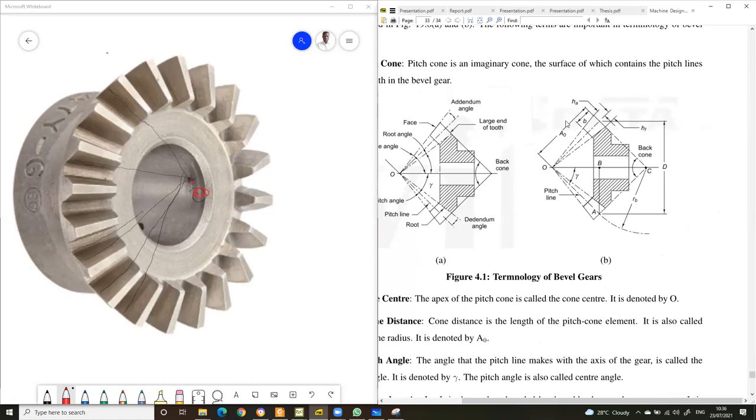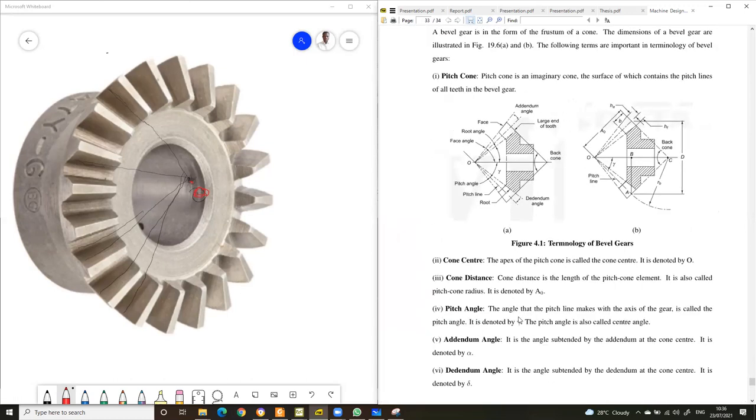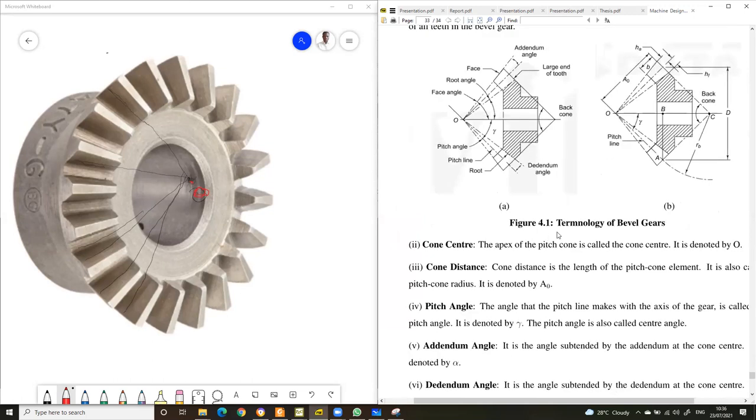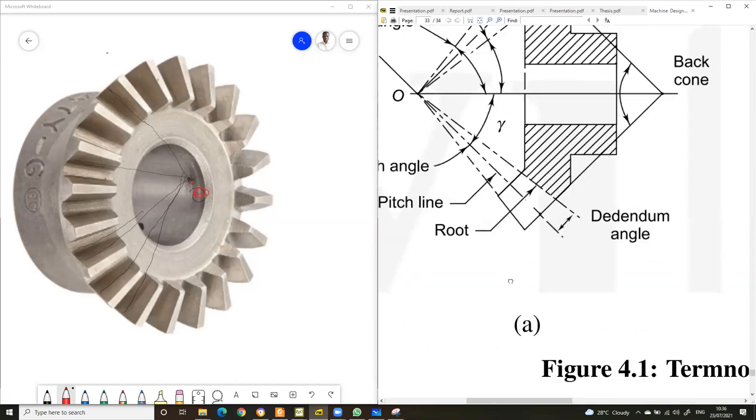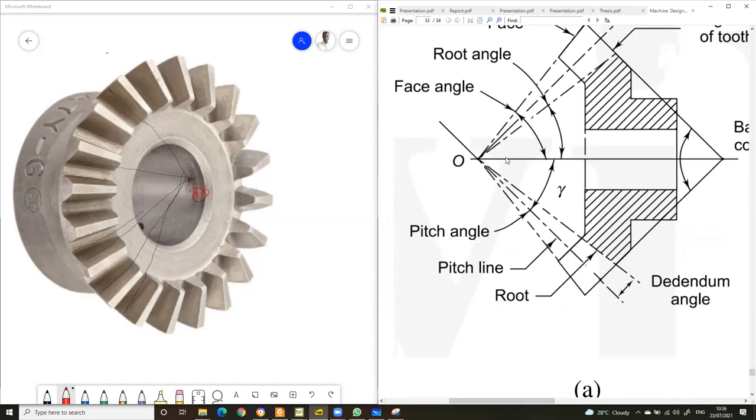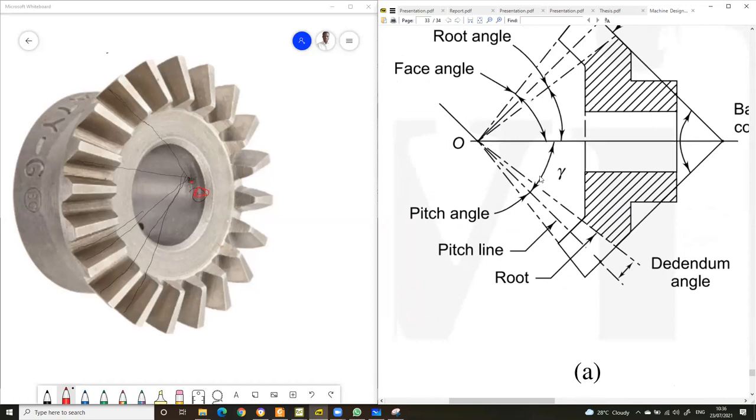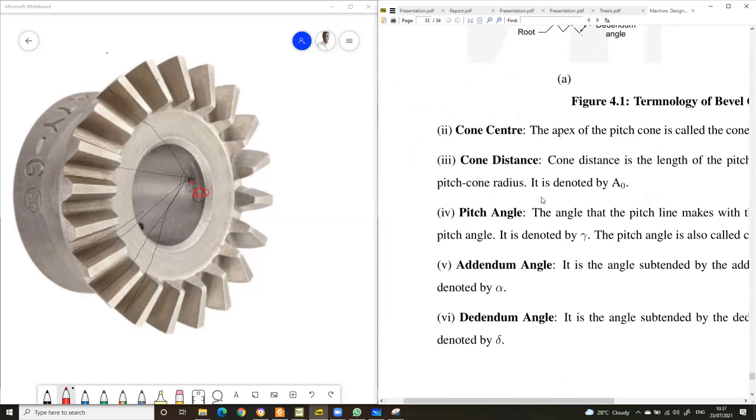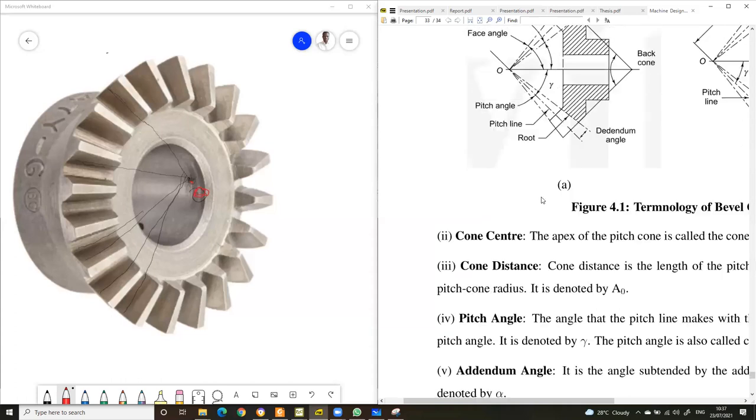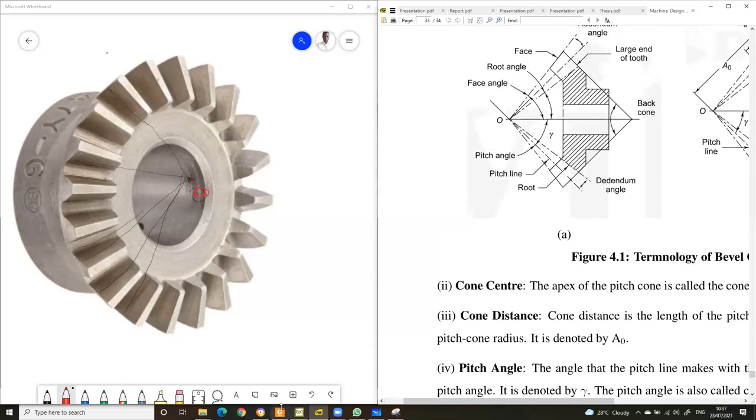Then we also have the pitch angle, which is denoted by the letter gamma, and is this angle here. You can see the angle between the horizontal and the pitch line. So this angle here is the pitch angle. Then we also have the addendum angle, and we can also see it.